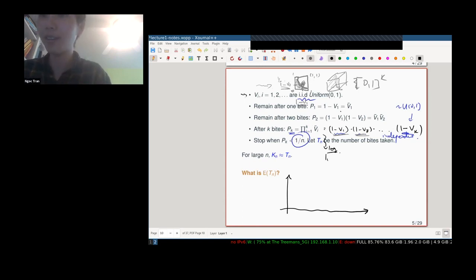Take log, right? So now log pk is a sum of IID terms: the sum from i equals 1 to k of log of 1 minus vi. So this object is actually really friendly. Because log of a uniform on 0, 1 is negative, since a uniform is at most 1, and log of 1 is 0. So this is a negative number. It turns out the distribution of this is a negative exponential 1. So log of pk is just minus the sum of IID exponentials.